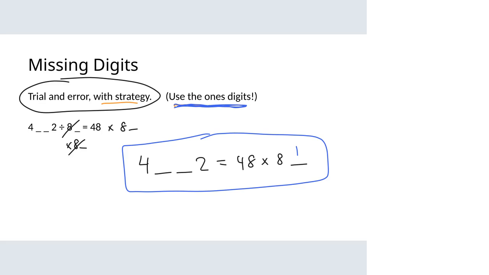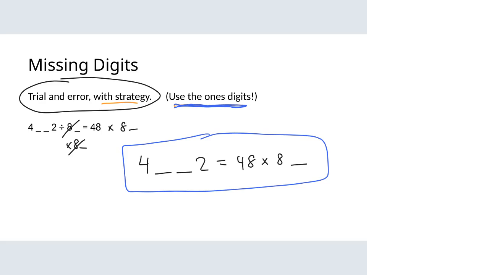So the ones digits are a powerful force here. And if I put a 1 over there, the ones digits that I'm multiplying are 8 times 1. And if I do 8 times 1, I'm going to get an 8 in the ones place. So that's no good. I want to make sure that makes sense before I go forward with it, though.